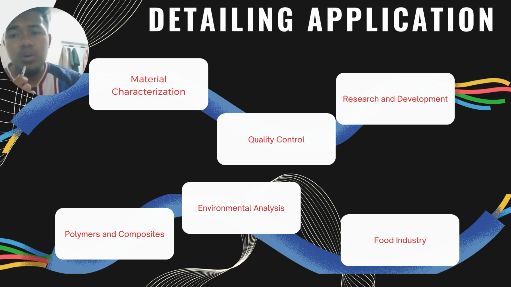Second is quality control. TGA is used in manufacturing to ensure the consistency of raw materials and final products. Third is research and development. TGA aids in the development of new materials with desired thermal properties, providing detailed information on thermal stability and composition.